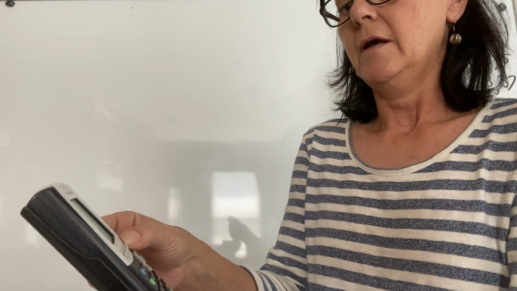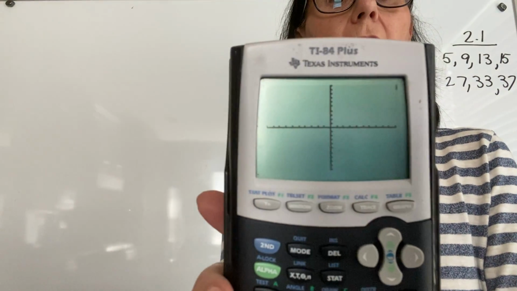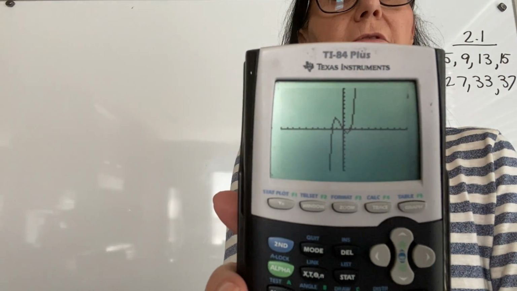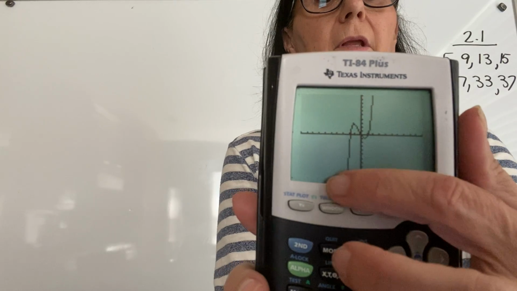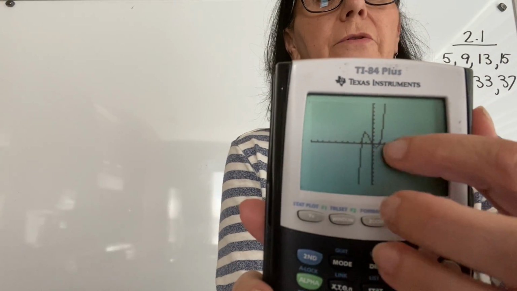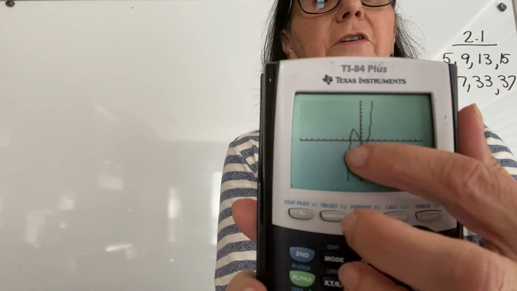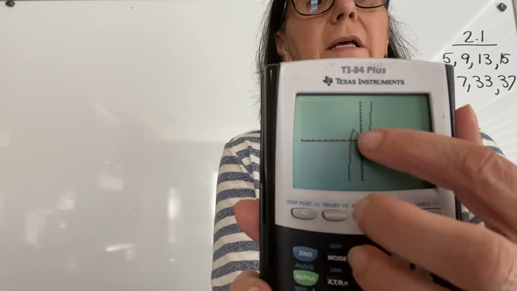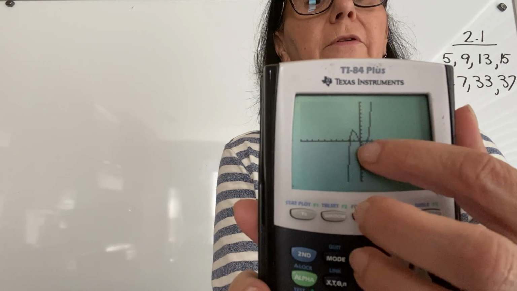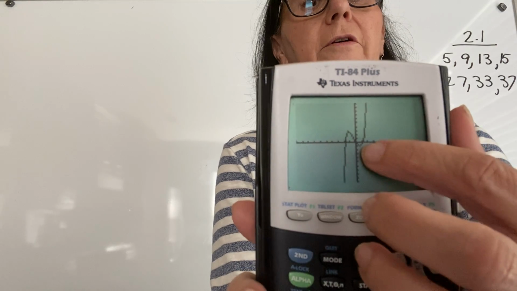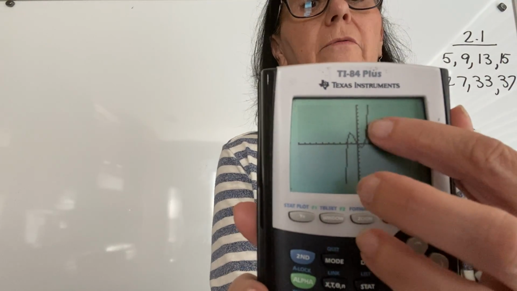Min, I'm going to make it negative 10, positive 10, but I do zoom fit because I know 1, 2, 3. Got it? 1, 2, 3. So for this first solution, left bound, right bound. Second solution, above, left bound, right bound. Third solution, below, left bound, right bound.